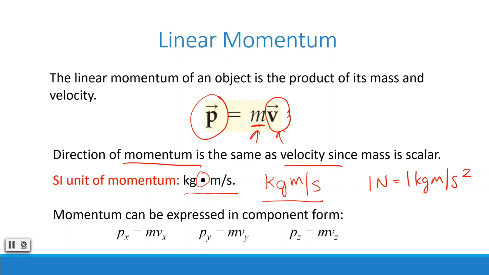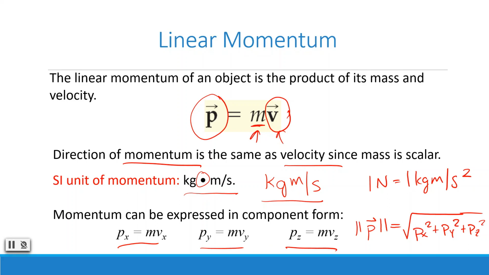Momentum as a vector can therefore have components in the x, y, and z direction. Mass isn't a vector, so the mass is the same in all three. And then the magnitude of the momentum would just be the square root of px squared plus py squared plus pz squared. Most often we'll be working in 2 dimensions, not 3 dimensions, but it is a 3-dimensional quantity.